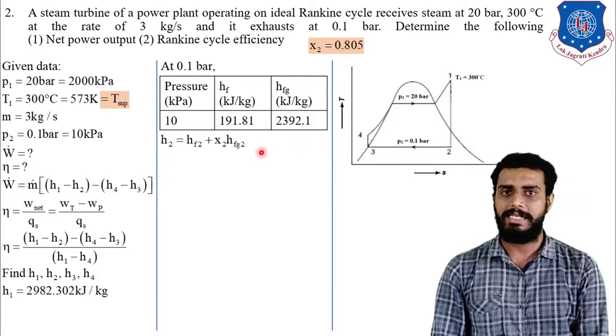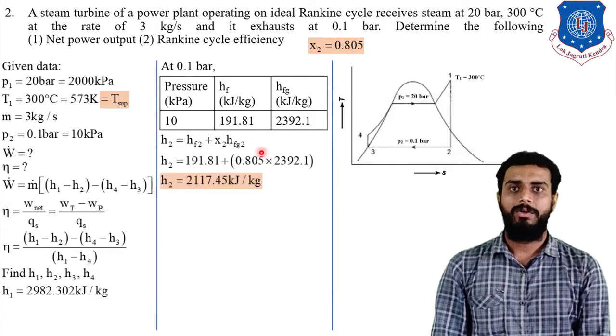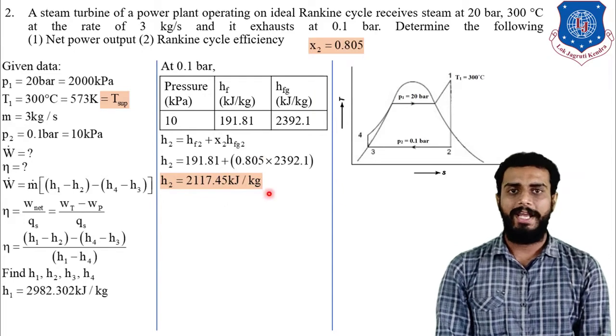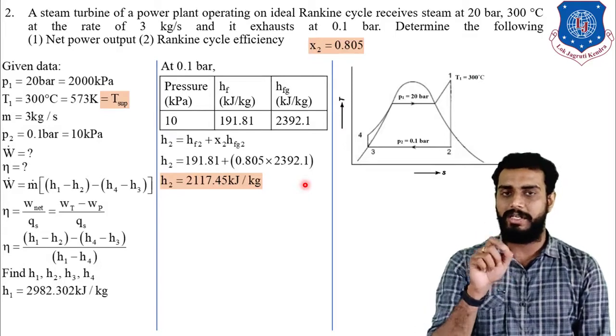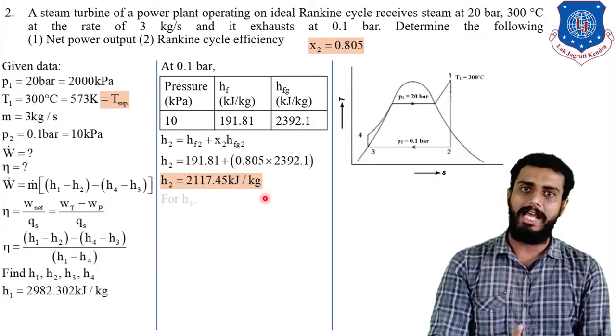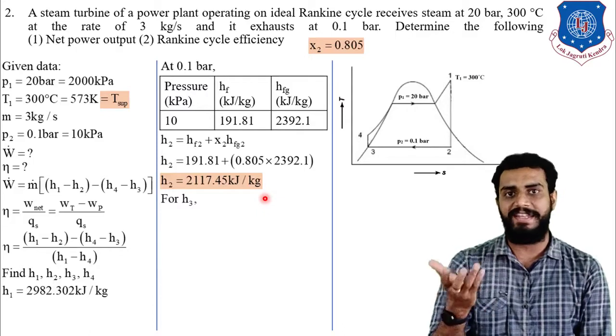as 2117.45 kilojoule per kg. Okay, now further for H3. Point number 3 is on the saturated liquid line. If it is on the saturated liquid line, then the enthalpy of saturated liquid is equal to Hf.